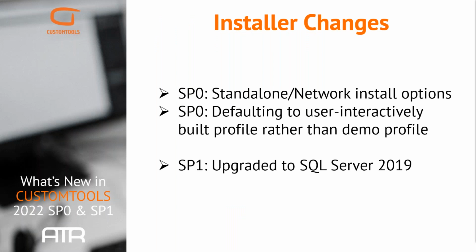And then for the features. So having the first-time user in mind, we started with the installer. Prior to CT 2022, you could choose between trial and custom installation, and a new installation was always initialized using this pre-made demo profile that we called machinery design profile. But now we offer standalone and network installation options. It's a small change, but it clarifies right from the beginning that this product has in fact both standalone and network capabilities. In addition, we changed the default initial profile from the pre-made demo one to an empty one that is built user interactively. We will take a look at that later. In SP1, we also upgraded the included SQL Server to 2019 version just for longer support from Microsoft.